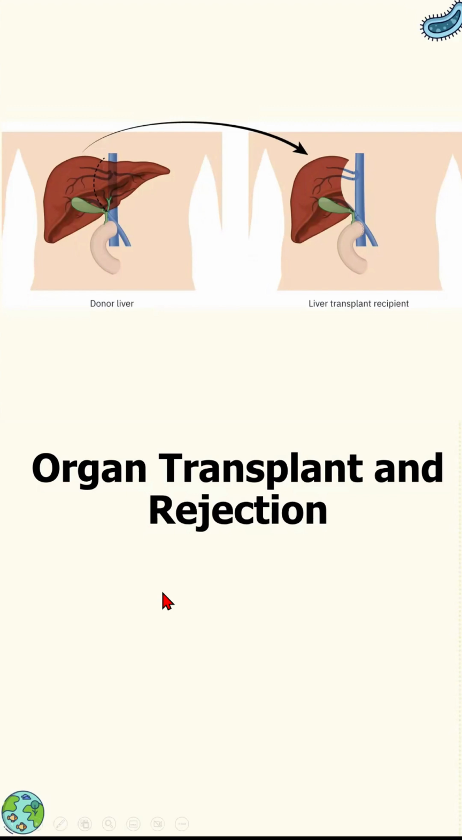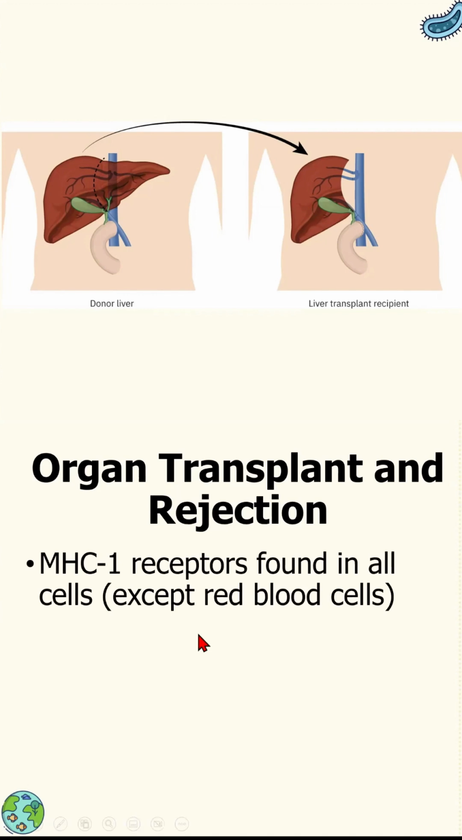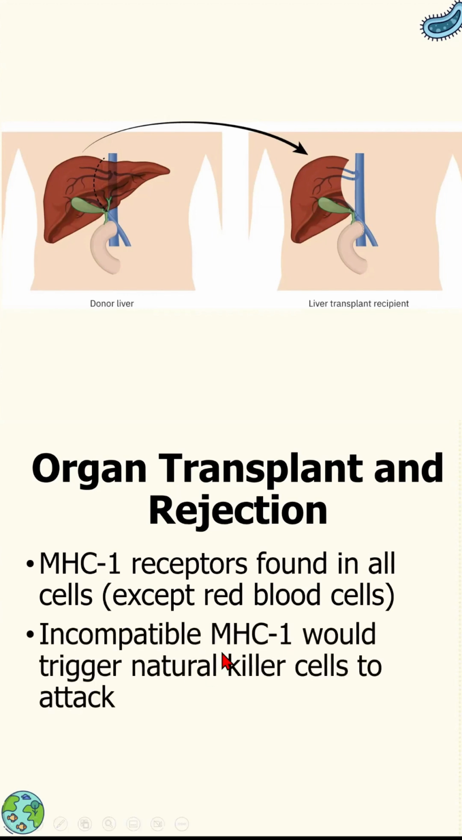Finally, the last one is organ transplant and organ rejection. This is not necessarily your immune system's fault, but it is something we have to keep in mind when we want to do an organ transplant. All of the cells in your body, except for your red blood cells, have MHC1. We've talked about this several times. If you receive an organ that has an MHC1 that is incompatible with yours, your natural killer cells are going to see it as a foreign MHC1 and then attack.